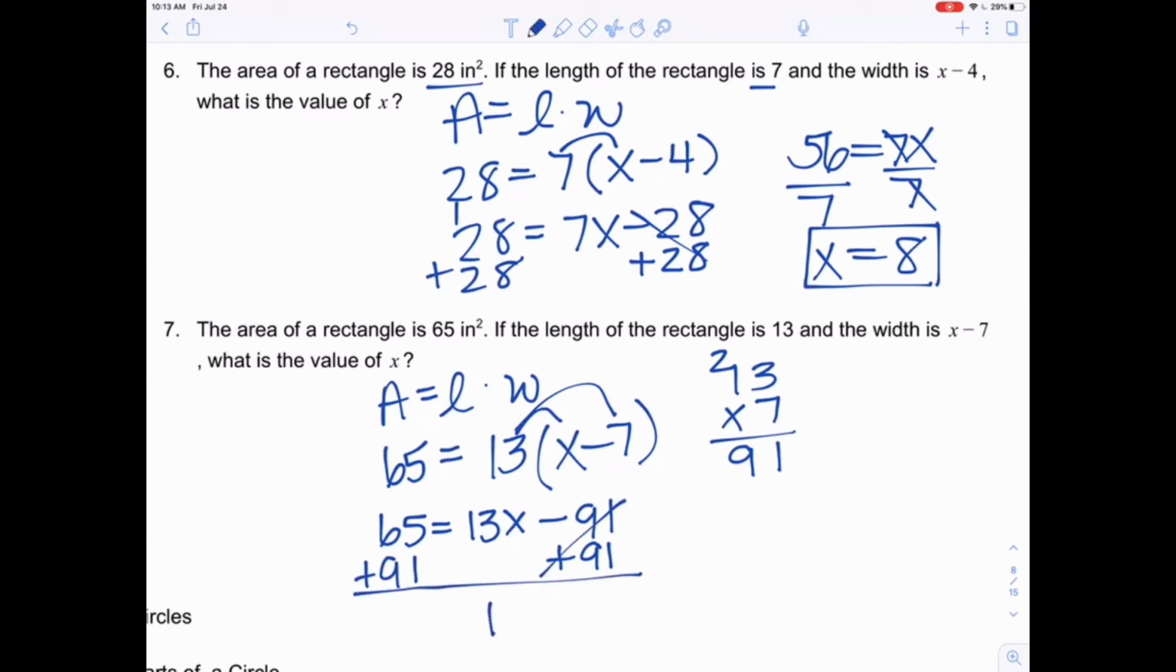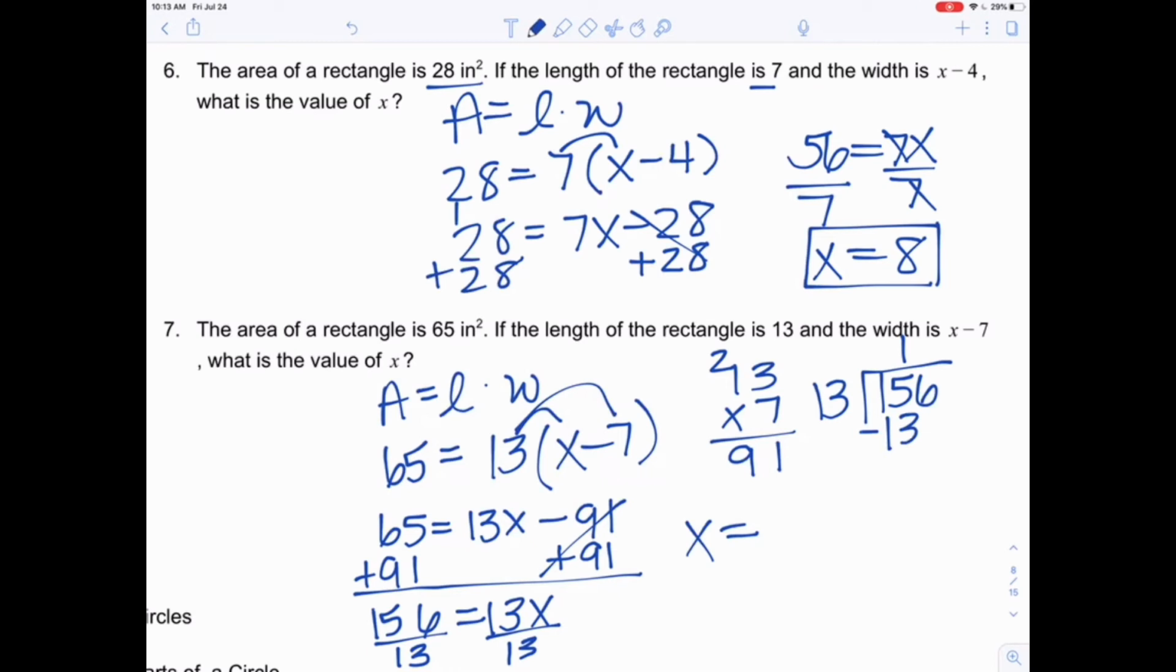This cancels out. I'm left with the same 13x. 5 plus 1 is 6. 6 plus 9 is 15. So now I'm going to divide by 13. So 156 divided by 13. Okay, 13 goes into 15 one time. 13 times 1 is 13. 15 minus 13 is 2. Bring down the 6.